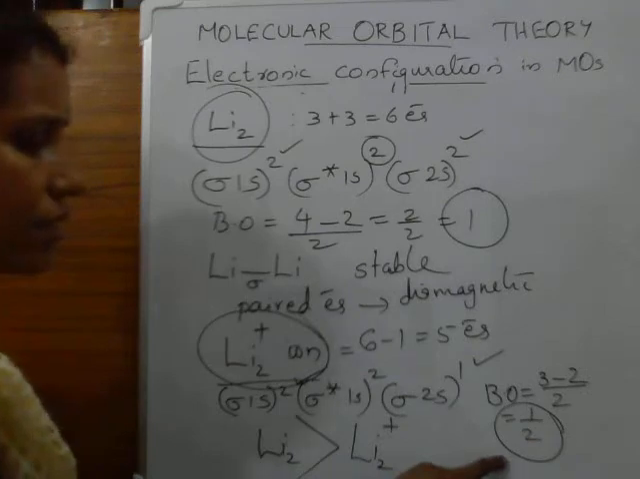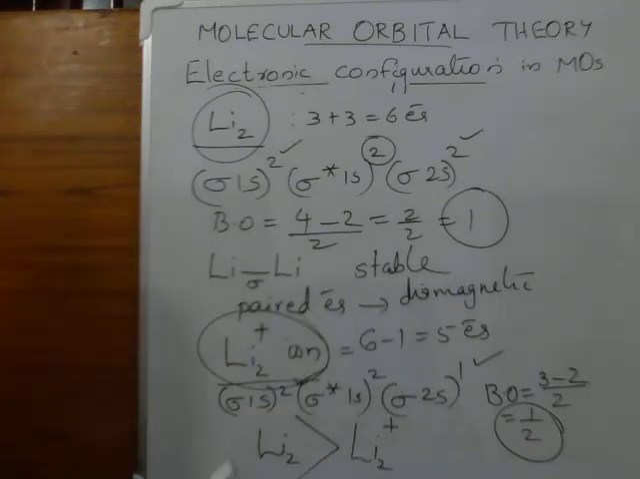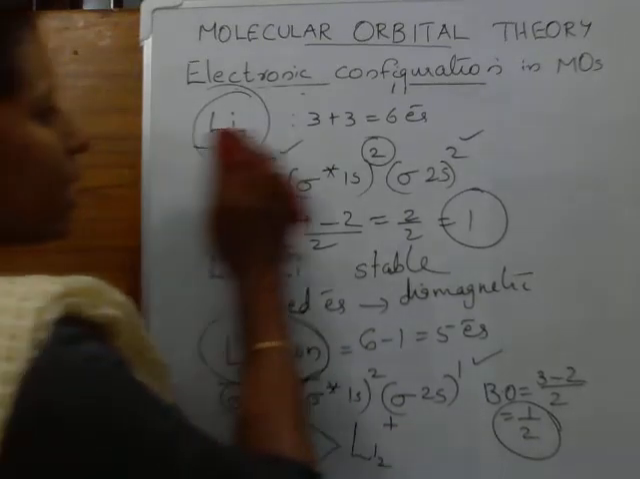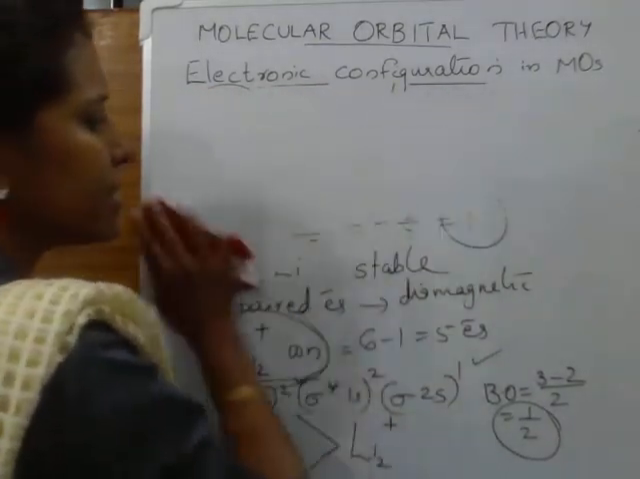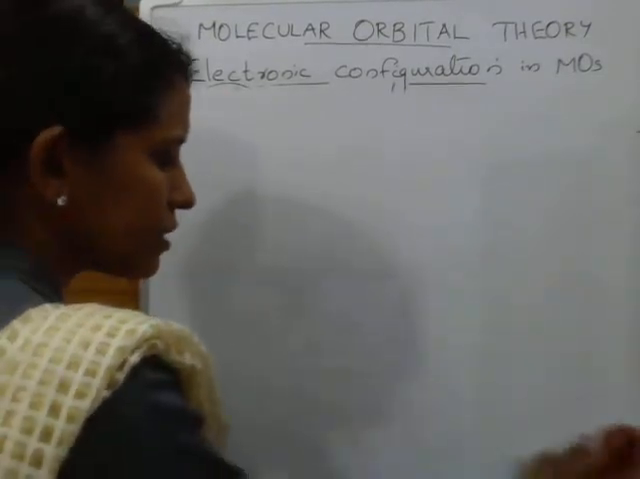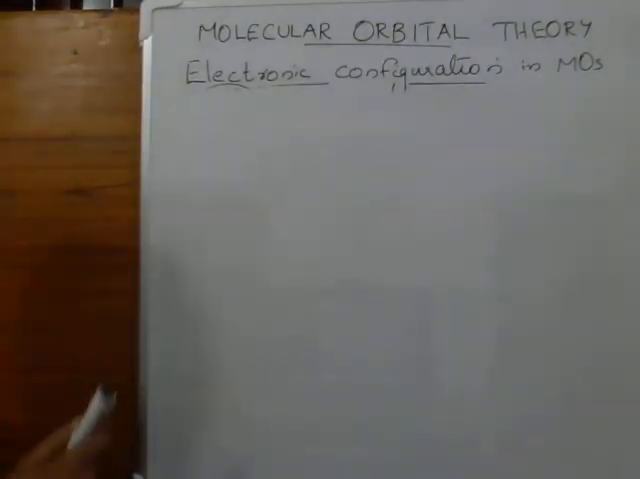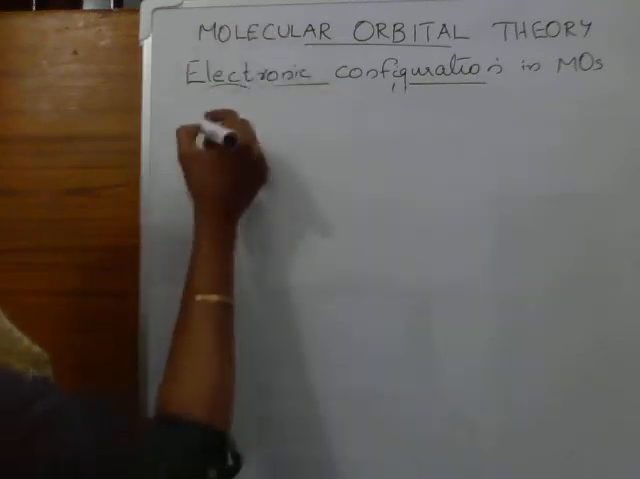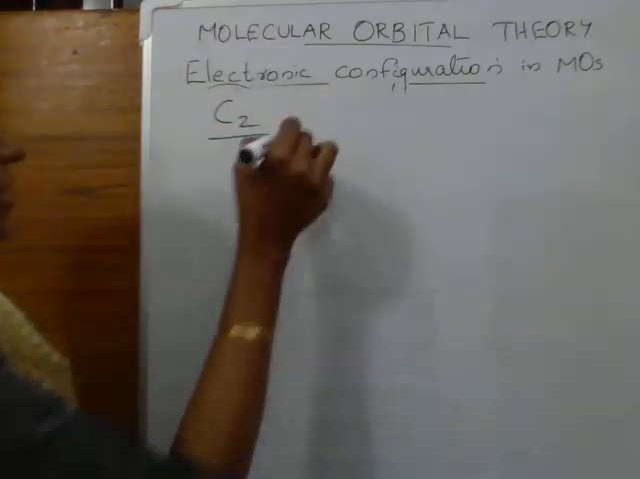Comparing bond order, we can also compare the stability of the molecule and its ion. Now let us write the electronic configuration in C2 molecule. In a similar way, you can write the electronic configuration in boron B2 molecule. Now we are going to write the configuration in C2 molecule.